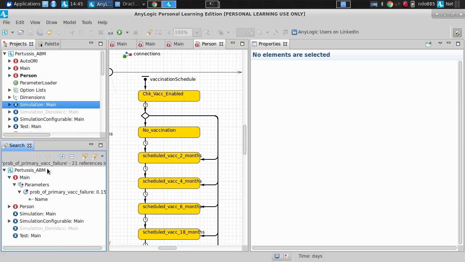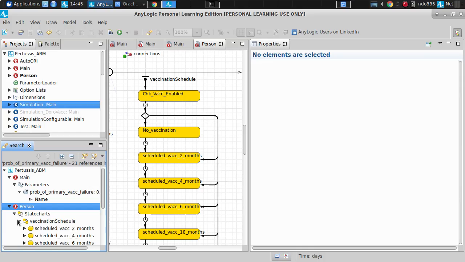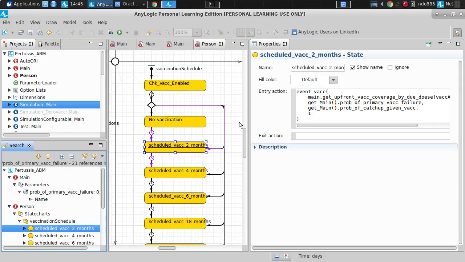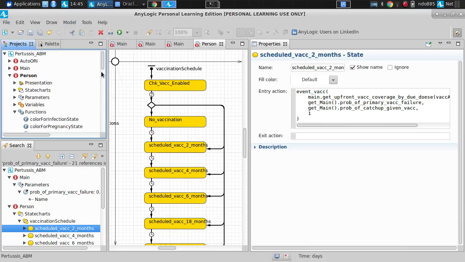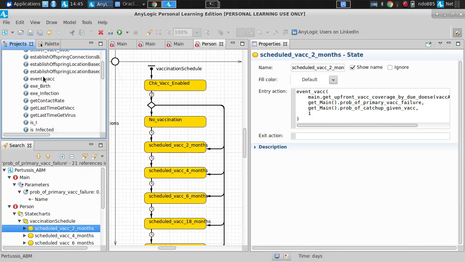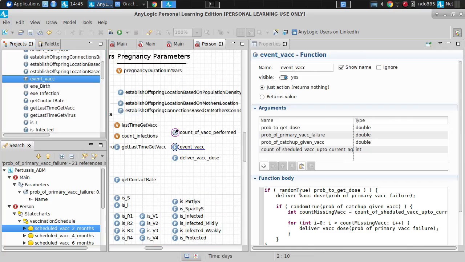Here's our search window. And we find, okay, there's the name of it, and then at the level of a person, it affects a couple things. And one of them is what goes on here. So here, we are actually performing a vaccination event where that probability of primary vaccine failure is actually being used to determine the likelihood of success. And I'll show that by going, here we go, functions, and there's a thing called event vaccination. And here we are saying, okay, we're delivering a vaccine dose, and it has this probability of failing.